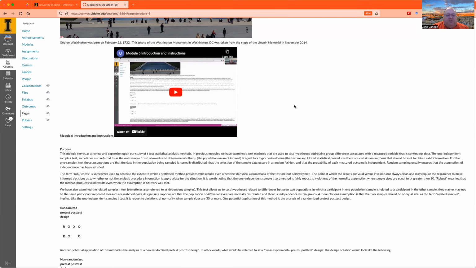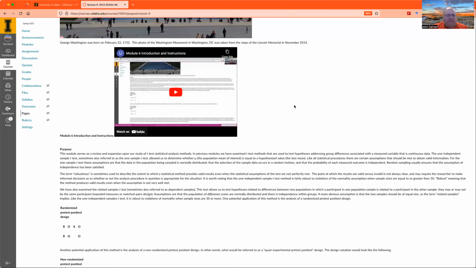Like all statistical procedures, there are certain assumptions that should be met to obtain valid information. For the one sample t-test, these assumptions are that the data in the population being sampled is normally distributed, that the selection of the sampled data occurs in a random fashion, and that the probability of each measured outcome is independent. Random sampling usually ensures that the assumption of independence has been satisfied.